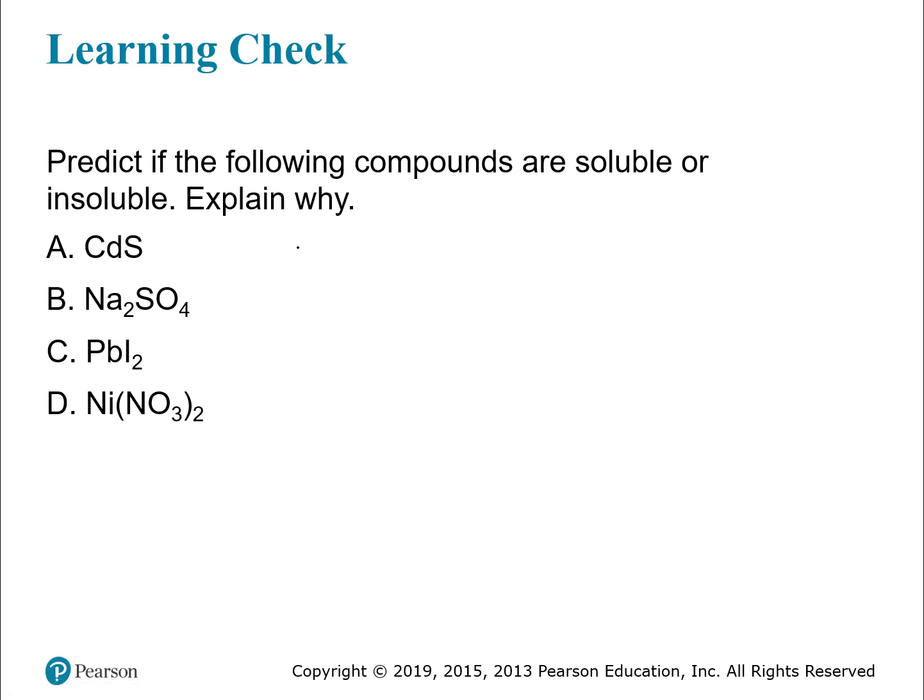The first one, we have cadmium sulfide. We don't see either one of these mentioned in the solubility rules. So there's cadmium ions, sulfide ions. Neither one of those is there in that table. So that means if you don't see it in the table, it's likely insoluble.